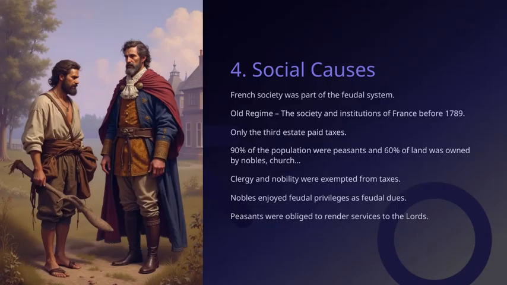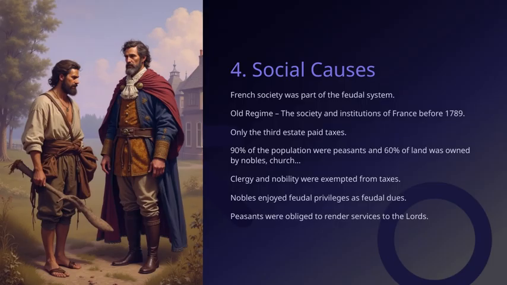So, when we look at the social causes leading up to the French Revolution, it's important to understand that French society was deeply rooted in the feudal system. Before 1789, the society and institutions of France are often referred to as the Old Regime. During this period, only the third estate, meaning common people like peasants, city workers, and the bourgeoisie, were responsible for paying taxes.